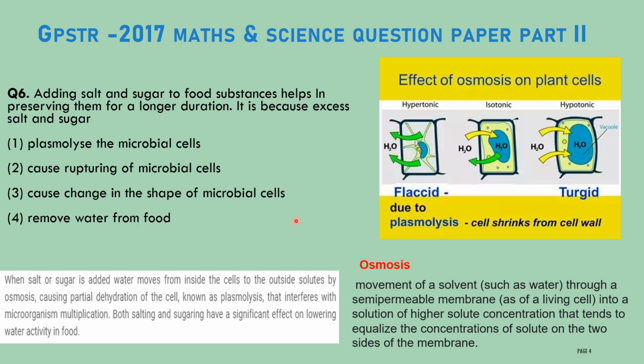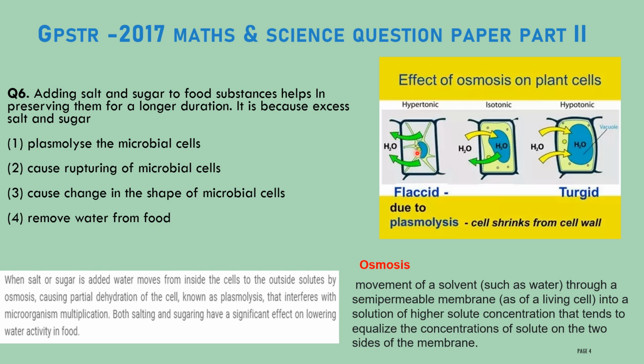But coming to this case, adding salt and sugar to a food substance helps in preserving it for a longer duration. What happened in this case? This is the case of a hypertonic solution. If you add excess salt and sugar to a particular food, then the concentration of the solute will be more. If the concentration of the solute is increased, then you can observe the movement of water from the cell to outside.